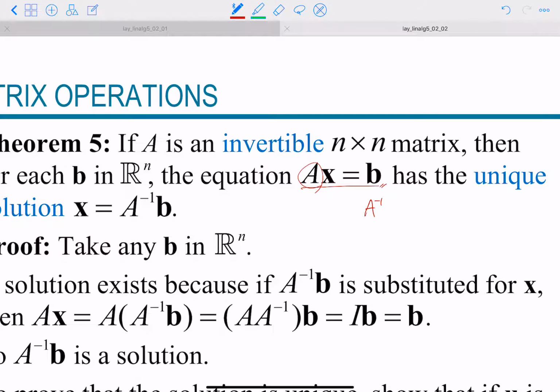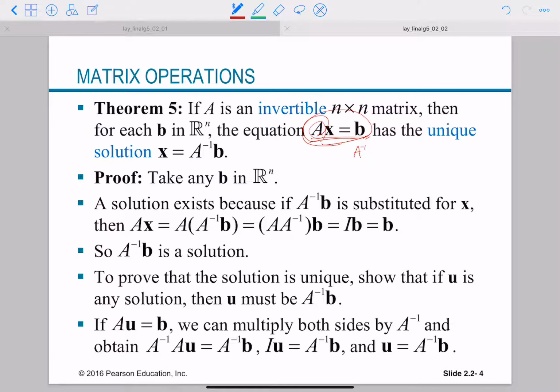And then it is saying that if A is invertible, then in terms of the existence and also the uniqueness of our solution, the number of the solution is always 1. The solution always exists, and also the solution is always unique. Okay, so this is the point of this theorem, and how we prove it is really simple.